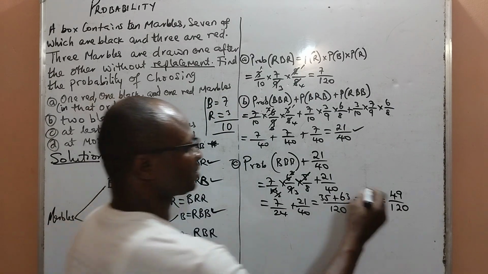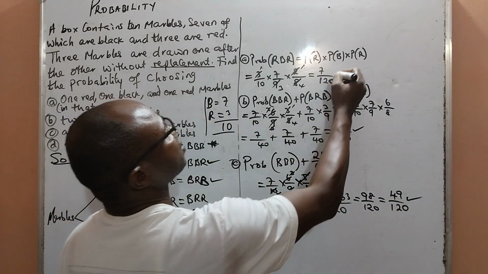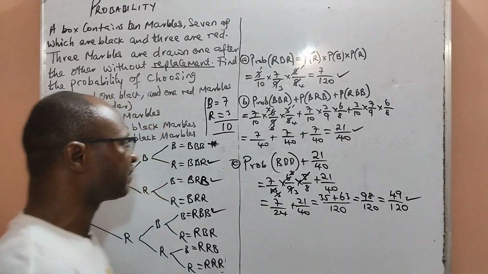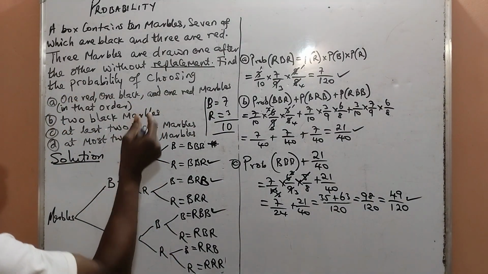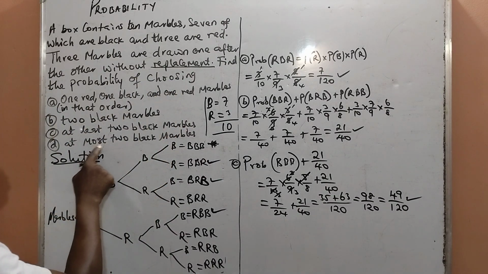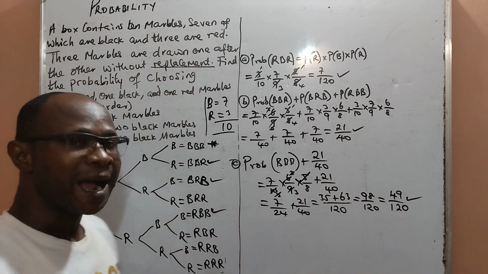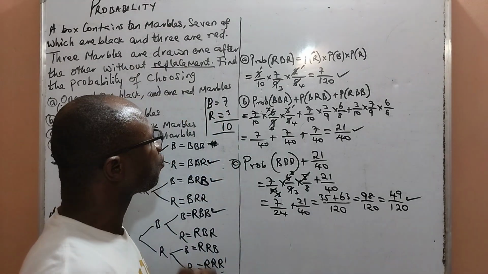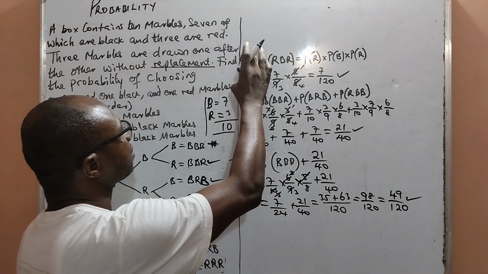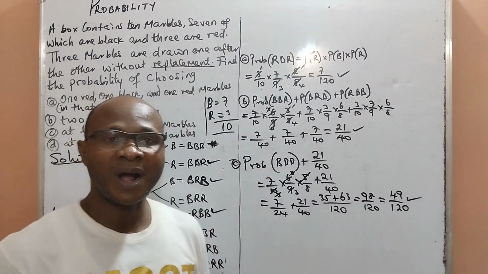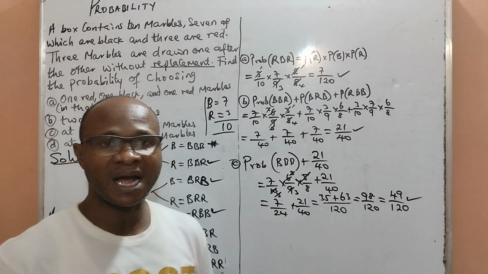Very good. This is very correct. This is also correct. We have solved 3 questions out of 4 questions given to us in this question. The fourth one is the probability of choosing from the bag at most 2 black marbles. I will leave this last question for you to try after you have watched how we solved A, B, and C. The fourth one, I want you to try it out.